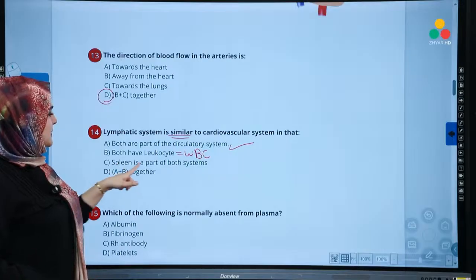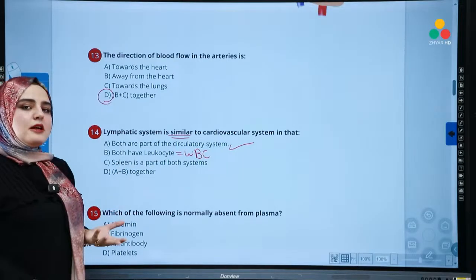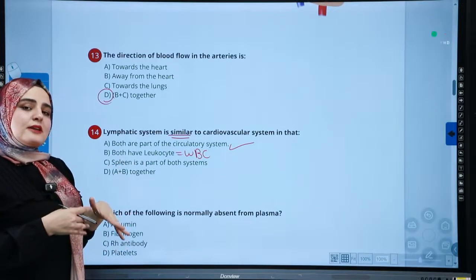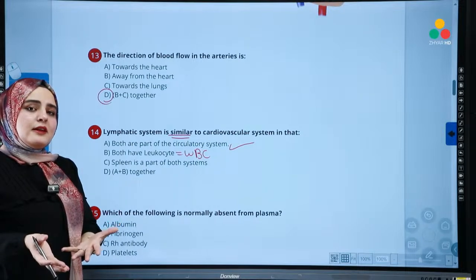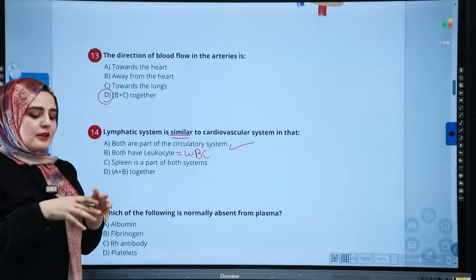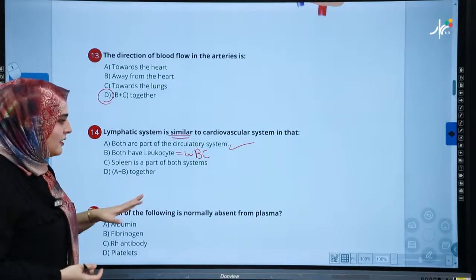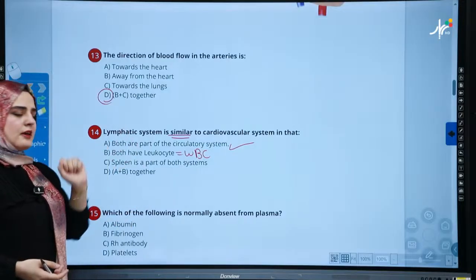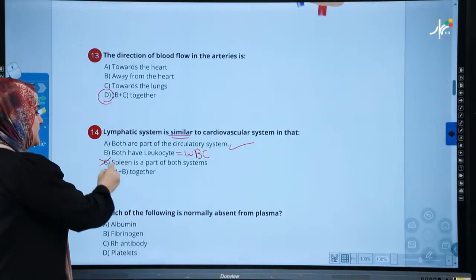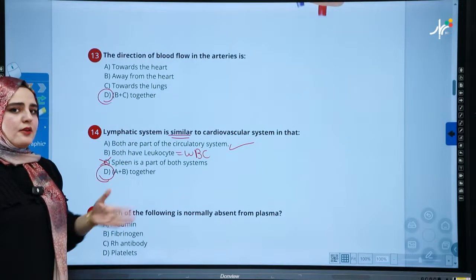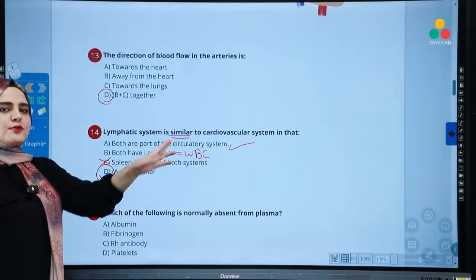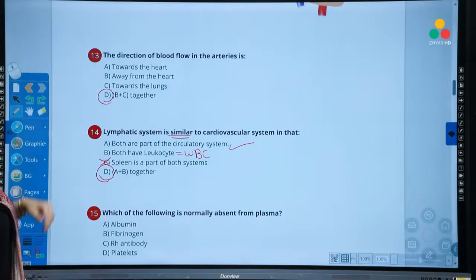That's correct. The spleen is a part of both systems. That's not correct. The spleen is actually working as a lymphatic system organ. We did not mention it in the cardiovascular system. So the answer is A and B together. See, this is something I wanted to put for similarity, an easy question.